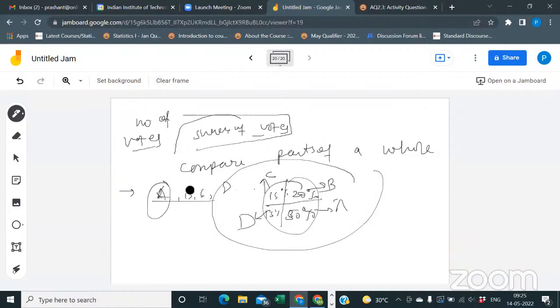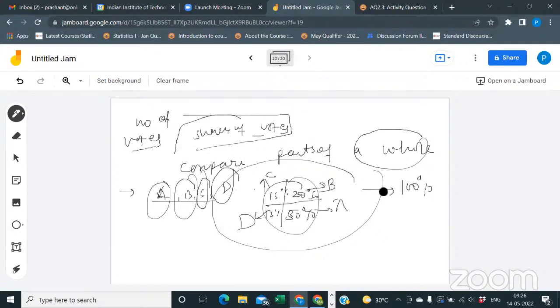You are comparing the parts: the share of A, the share of B, the share of C, the share of D. Of a whole, meaning of 100%, you are interested in knowing how much share of A, how much share of B, how much share of C, how much share of D. Yes, sir. So when we have to compare or find the share, we use a pie chart.